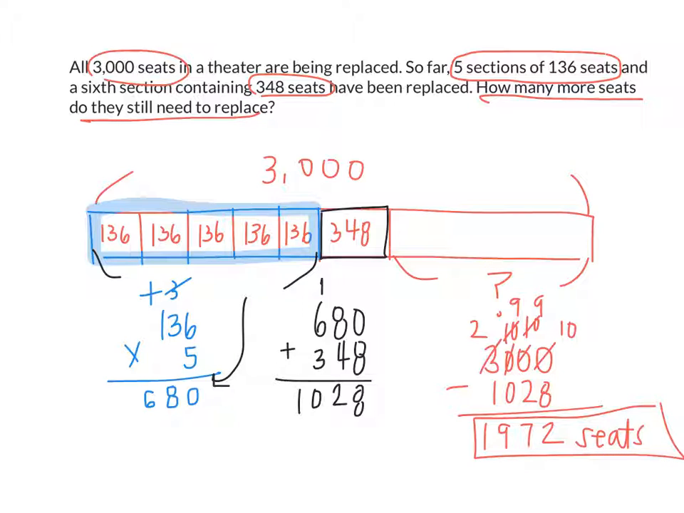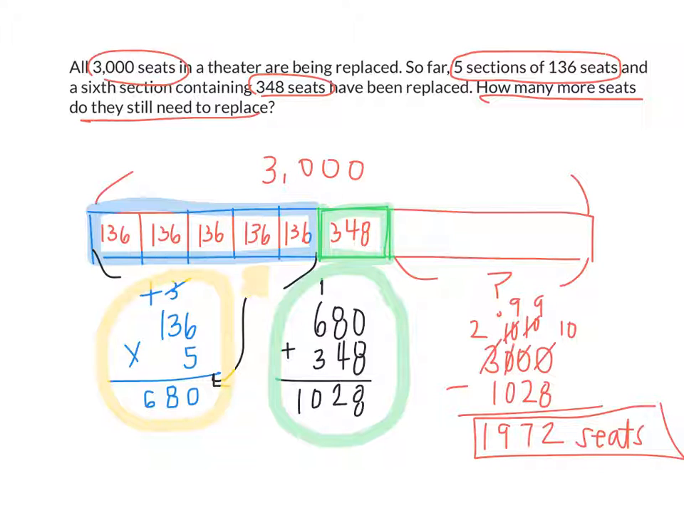With a quiet answer hand, what was the first step? Sunvi? The first step that we did was we multiplied 136 times 5 because there are 5 sections of 136. Very good. So the first thing we had to do is find out how many seats were in the 5 sections of 136. What was the second step that we had to do? Kaship. We needed to add 348 to 680. Yeah, then we had to add this amount to find out how many seats altogether have been replaced.